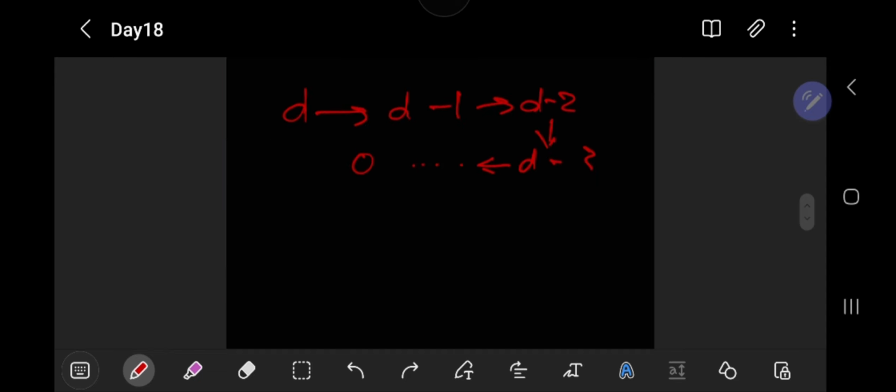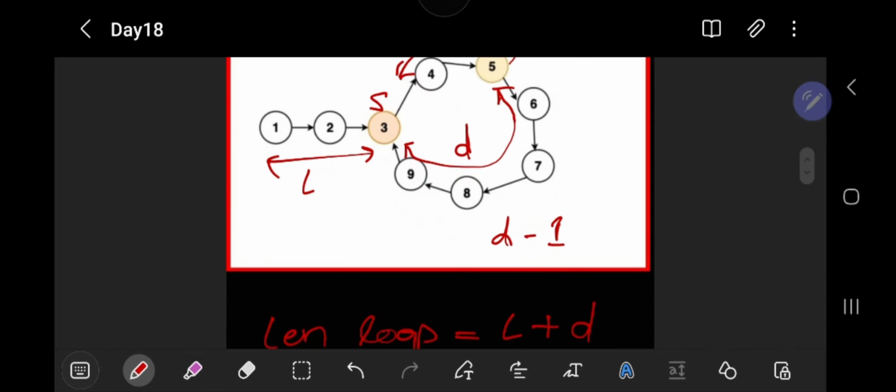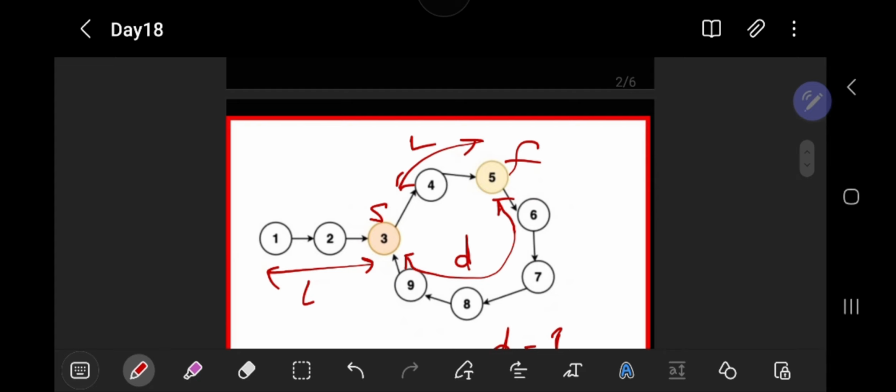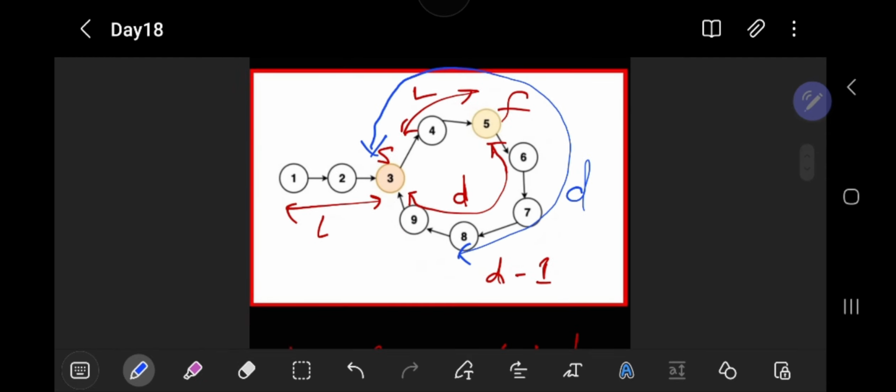Assume there are D steps. So how many steps are happening? D minus 1, D minus 2, D minus 3, and so on, so it will go to 0. D steps are taking place for both fast and slow to meet, right? So we can say that the distance between slow and the point where they meet will be D. I hope you're getting this. I hope you got this.